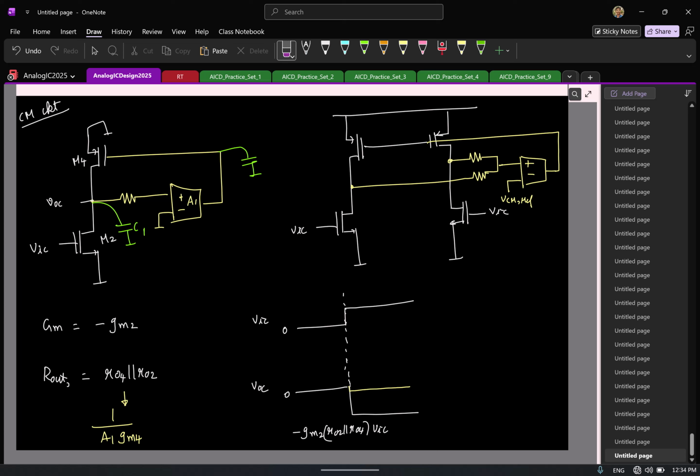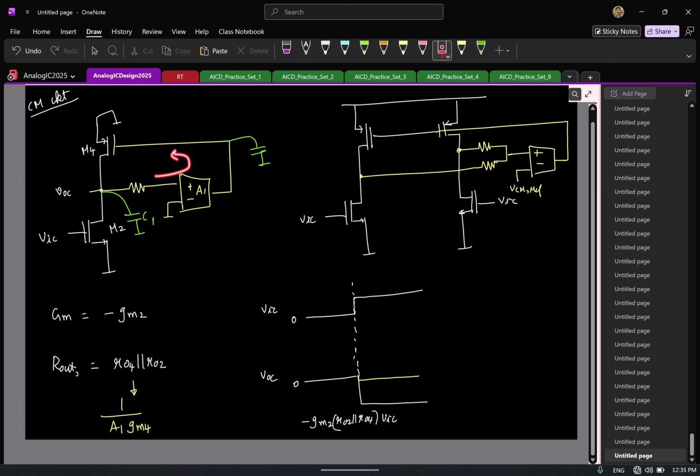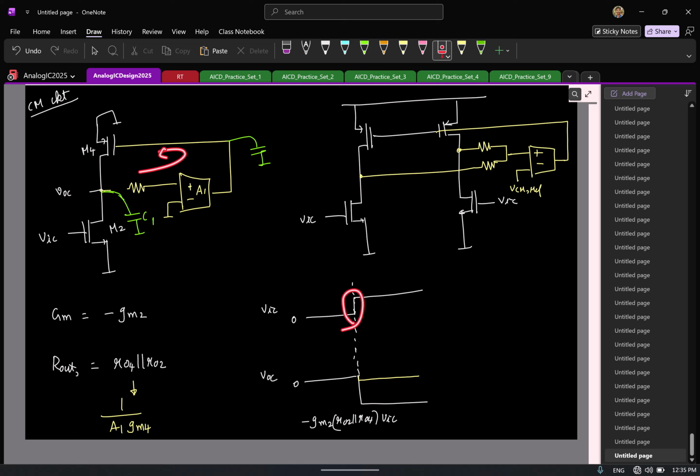So if I have capacitors now, do you think if I apply a step, the output will instantaneously jump like this? Because you have capacitors, this feedback loop cannot respond instantly. It will take some time. So initially, let us say this loop is not active, which means it is as though this loop is not present. Correct? Just after you apply the step, this loop is not going to instantaneously respond.